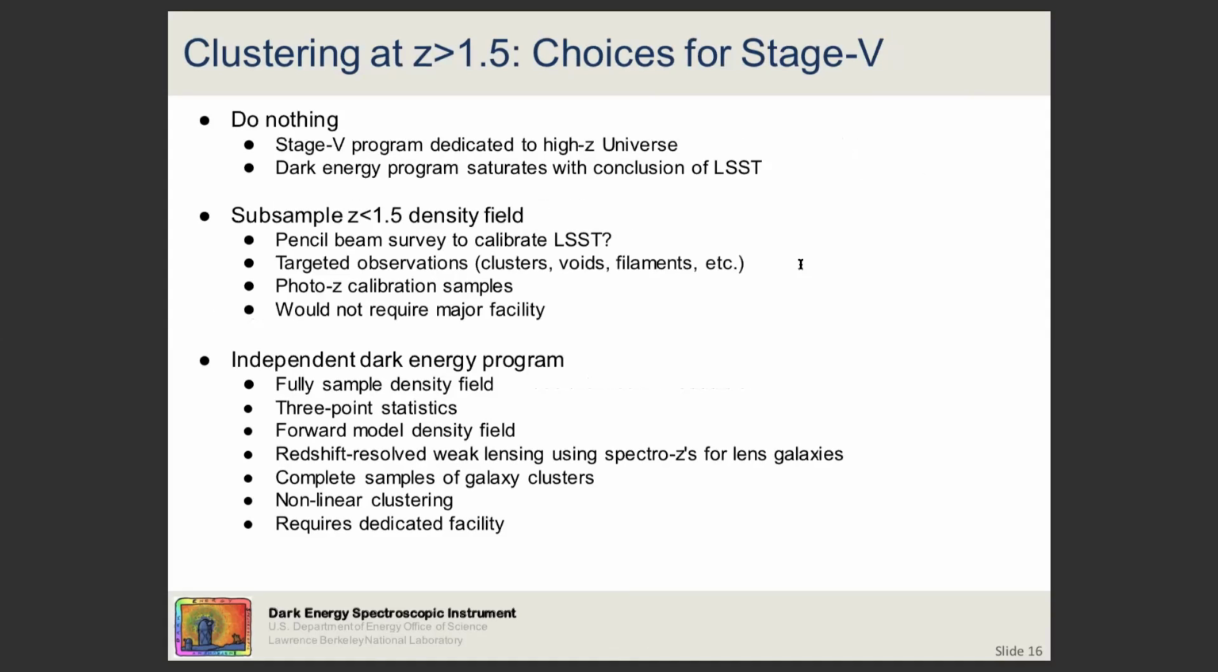So we have 3 choices. We can do nothing. We can say we've saturated at stage 4 and there's no dark energy science at stage 5, and just focus on the high redshift universe. Or we can do a targeted, more subsampled program.